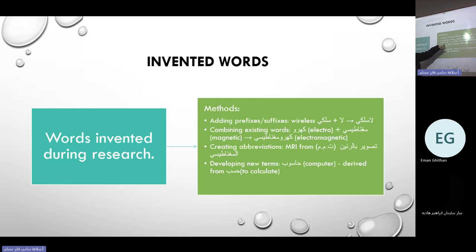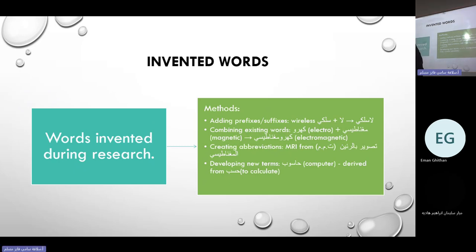Combining existing words. Electro, كهرو, and مغناطيسي is magnetic. Together they create كهرومغناطيسي, electromagnetic. Okay? Combining existing words. Then abbreviations. MRI, creating abbreviations. MRI comes from where? Magnetic Resonance Imaging, تصوير الرنين المغناطيسي. Okay? And the last one, developing new terms. Computer. حاسوب is computer and it's derived from حسب, to calculate. Okay? So these are the types of invented words that you create.